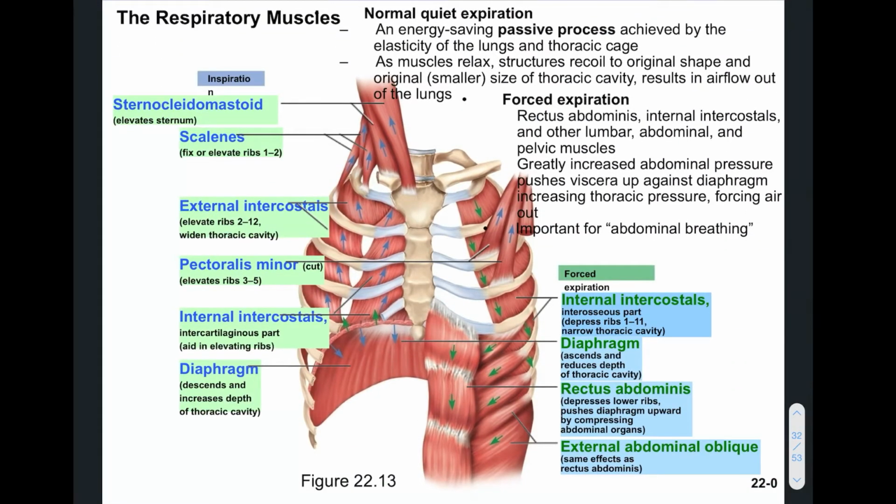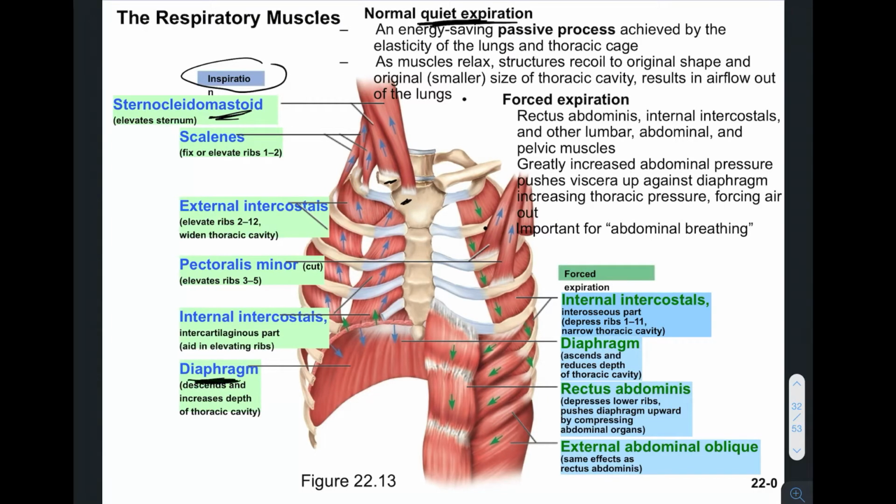Let's talk about the respiratory muscles. In general, you have inspiratory muscles and basically two types of breathing. The first one we're going to talk about is quiet breathing. When you inspire, when you breathe in, for example, your sternocleidomastoid pulls these bones, the sternum and the clavicles, upwards, increasing the size of the thoracic cavity up here.